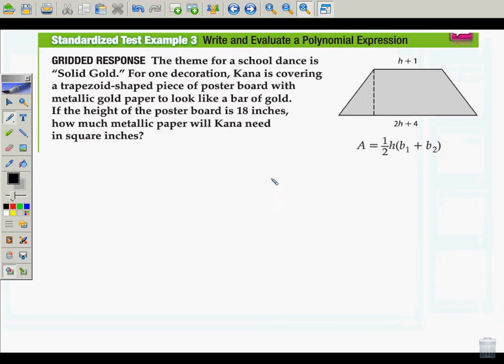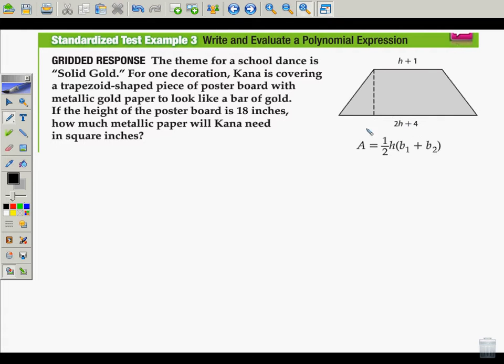So for our next example, we've got this word problem, and the theme for the school dance is solid gold. For one decoration, Kana is covering a trapezoid-shaped piece of poster board with metallic gold paper to look like a bar of gold. If the height of the poster board is 18 inches, how much metallic paper will Kana need in square inches? Well, we've got this trapezoid here where one base is h plus 1 and the other base is 2h plus 4.